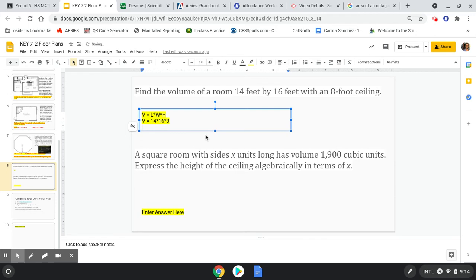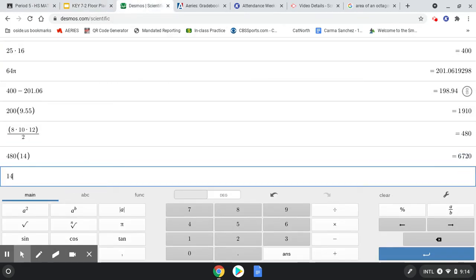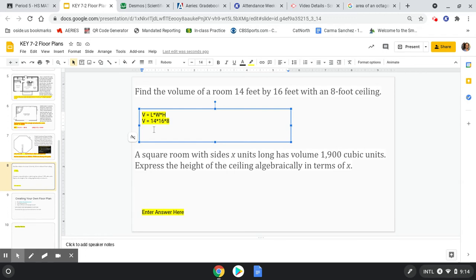And this time when you get an answer, it's going to be feet cubed. 14 times 16 times 8, and we get 1792 feet cubed, or let's say cubic feet.